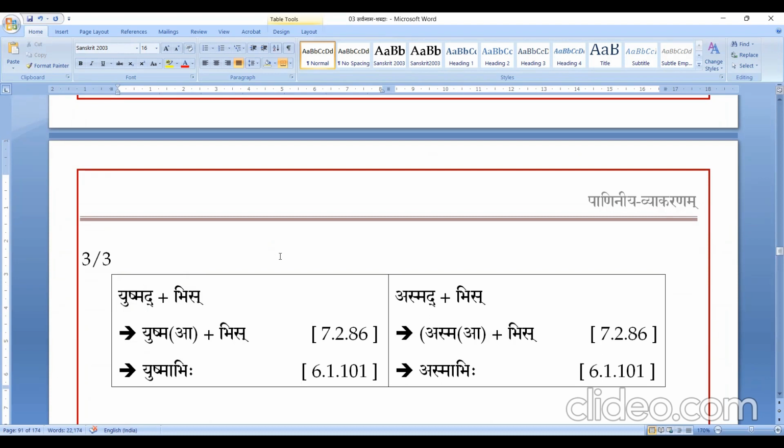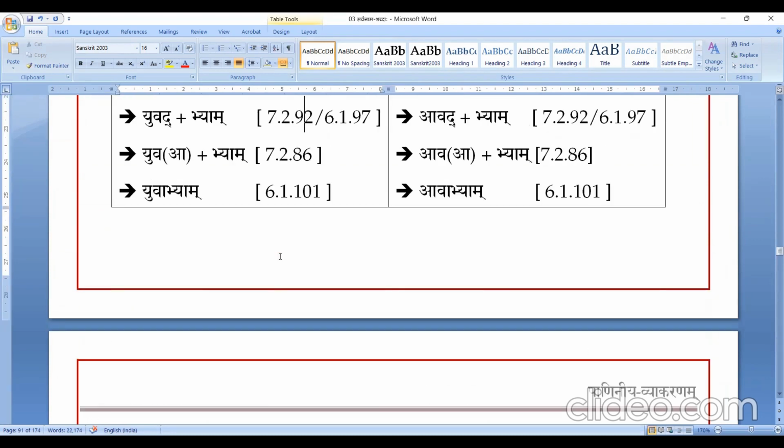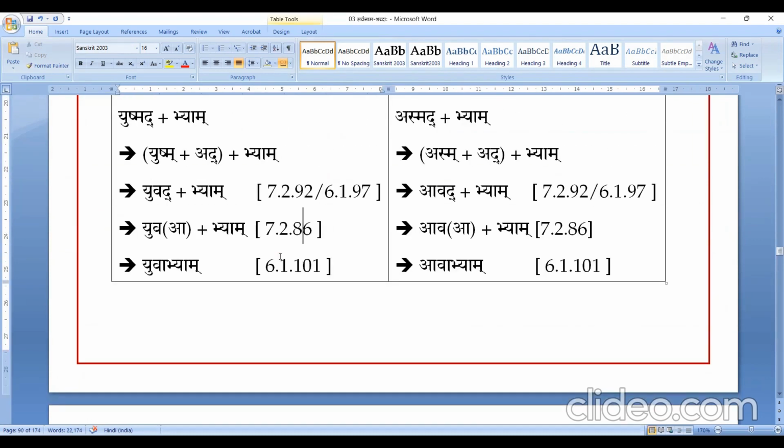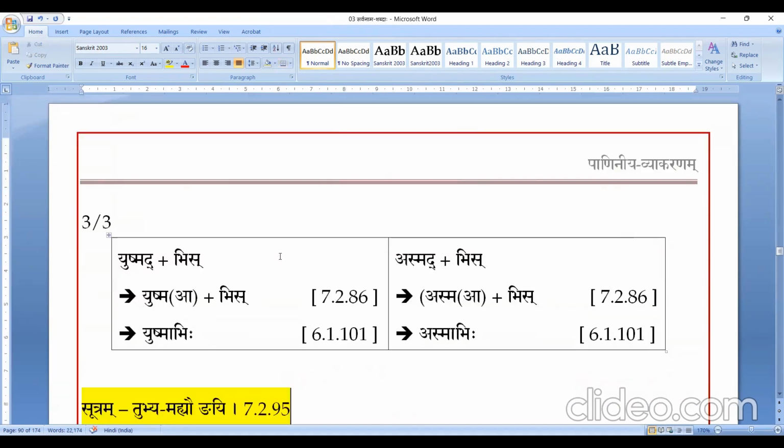You can compare with yushmat, yuvam. There it is dvivachane. Dvivachane kim bhavati? By 7-2-86, it says ishmadasmadoho anadeshi, that is not 7-2-86. By 7-2-92, yuva and ava dvivachane. So yuva and ava will be the adesha in the place of maparyanta yushma shabda and asma shabda in dvivachane. This is bahuvachana. Therefore, no change happens to maparyanta yushmat as well as asmat shabda.